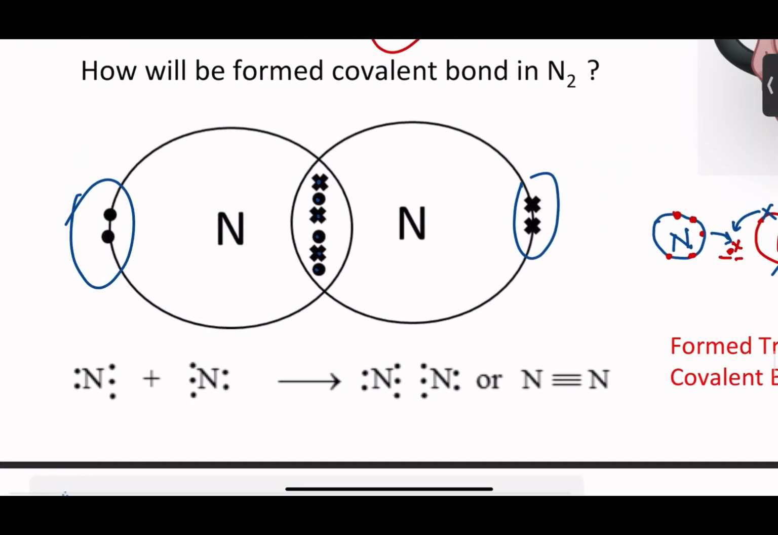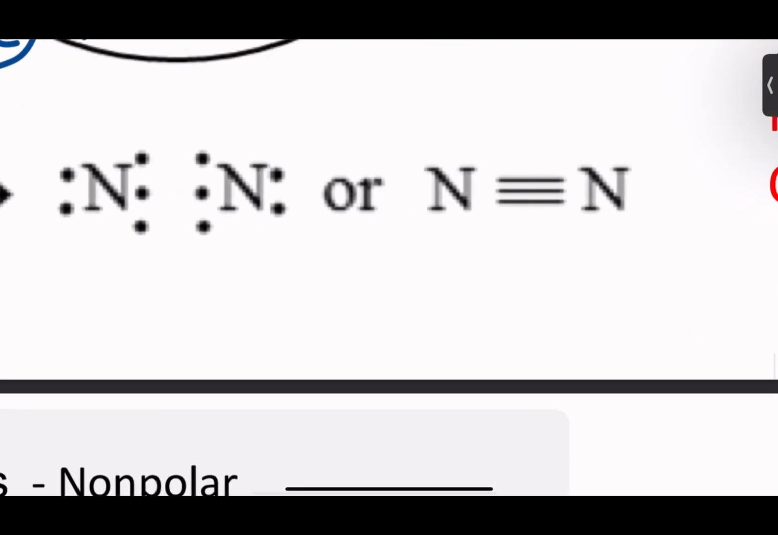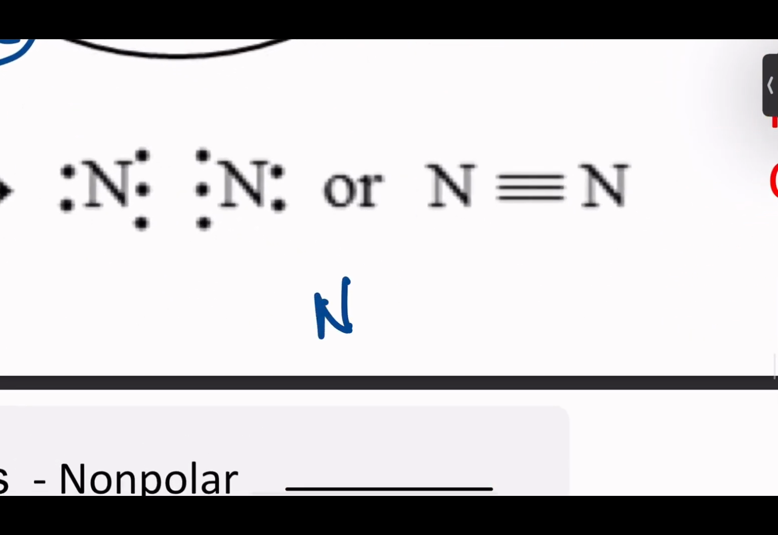Now let's count the number of electrons. This is 1, 2, and then I have 3, 4, 5, 6, 7, 8. So altogether the octet rule is completed. But I have 6 electrons that I shared. 6 electrons means 3 bonds. So this is how it looks: nitrogen, 1, 2, 3 with the other nitrogen, and I have 2 electrons.